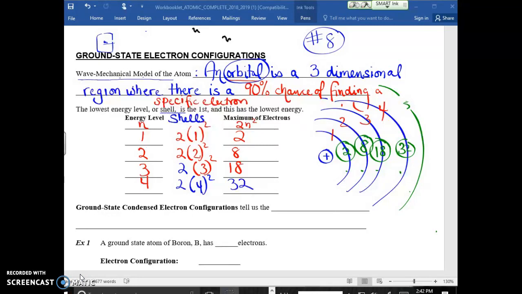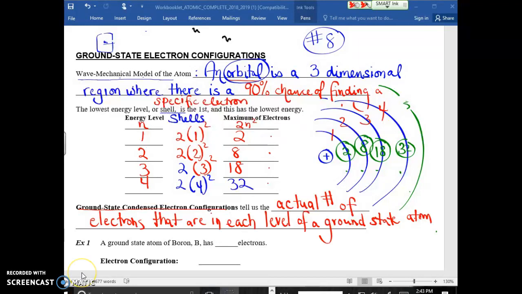Now, we've just talked about the maximum number of electrons that can be held in the first, second, third, and fourth. But we need to know the actual numbers of electrons in each and every level of an atom's electron configuration. So when I say the ground state electron configuration of an atom, this tells us the actual number of electrons that are in each energy level in the ground state, which I've written right there.